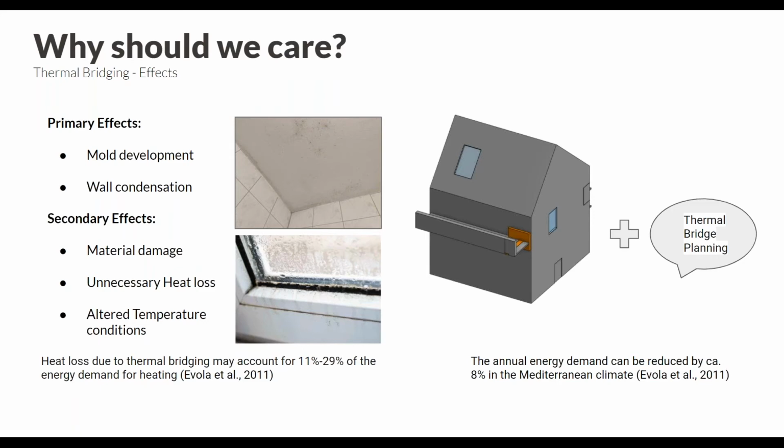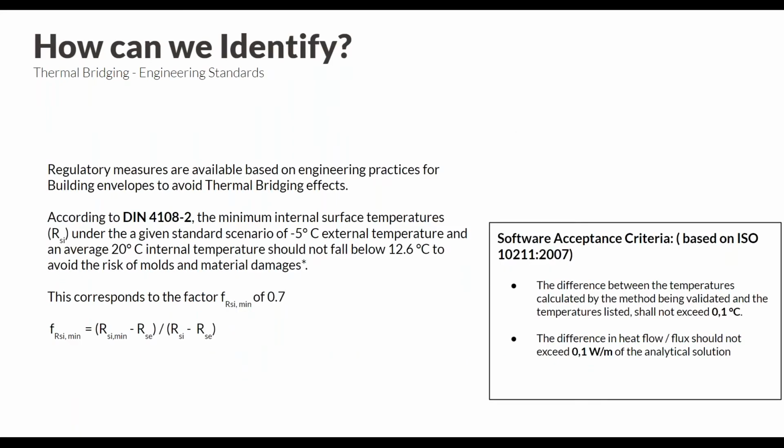To do this, there are certain standards for engineering building developments, or regulations, based on which there are certain conditions to be satisfied to avoid thermal bridging or even the growth of mold or material damages. For example, we have DIN 4108. This is a particular standard which deals with thermal bridging effects, and it talks about a particular scenario where the external temperature is considered to be -5 degrees Celsius and the internal temperature is considered to be 20 degrees Celsius on average.